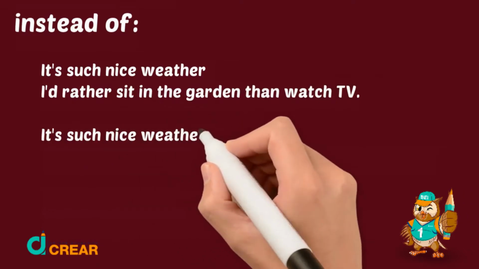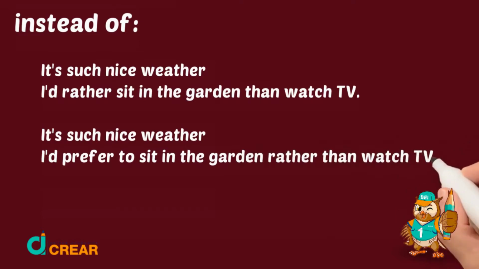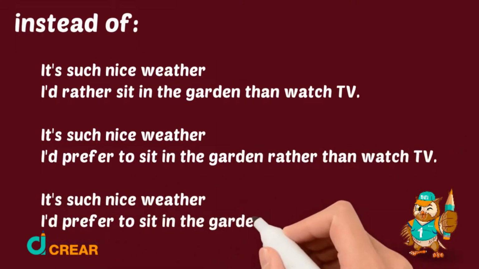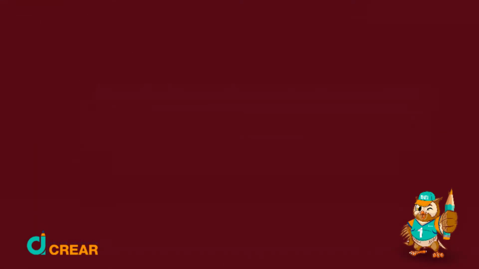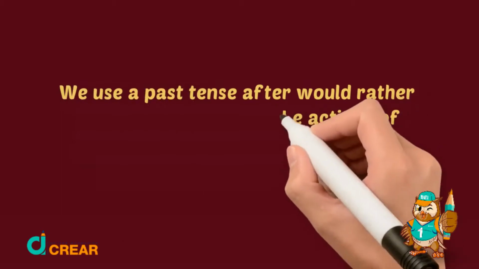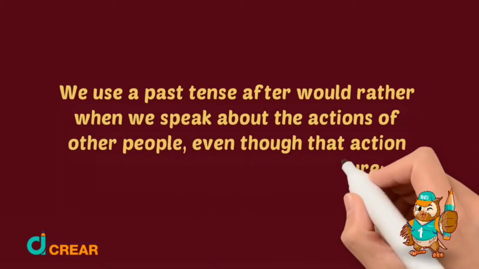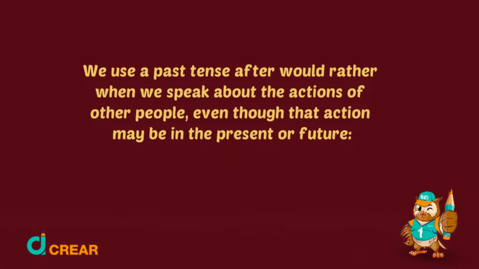Okay, for example, I would prefer to go to the cinema rather than stay at home. And also you can use instead of. It's such nice weather. I'd rather sit in the garden than watch TV. The next example is, it's such nice weather. I'd prefer to sit in the garden rather than watch TV. And it's such nice weather. I'd prefer to sit in the garden instead of watching TV.